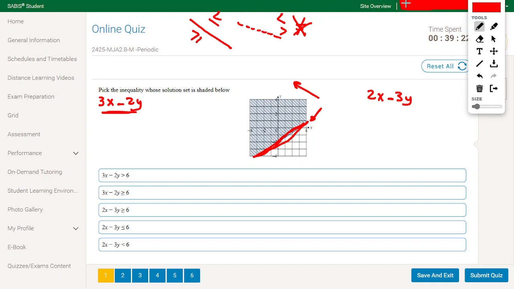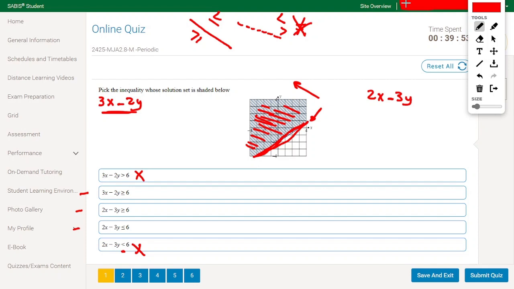So this is different. Here we have a solid line, so this will not be the right answer, because we don't have the equal here. So we are talking about this one, two, three, solution. Now, here the solution is above that line. So let's take any point in this region and substitute in both inequalities, and let's see which one will be a solution for this inequality.